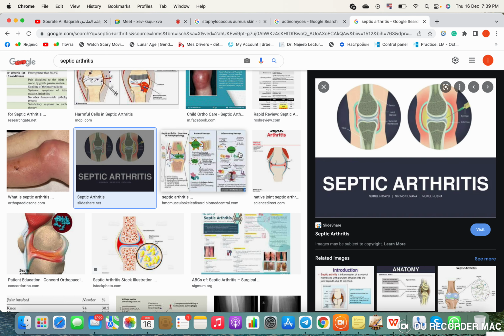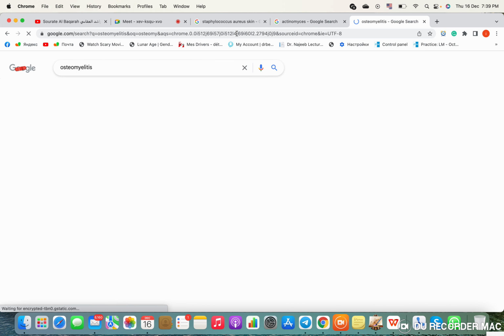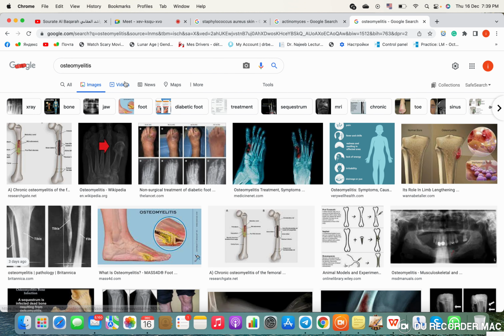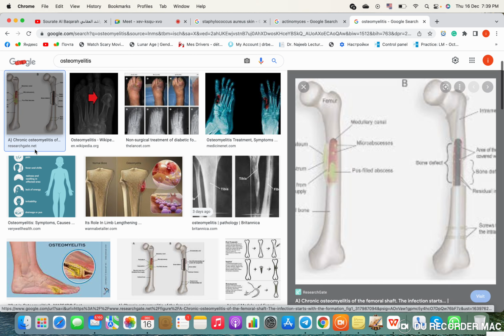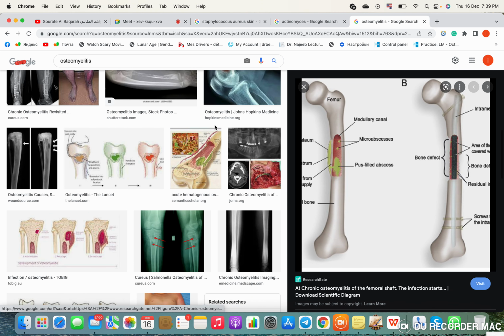osteomyelitis. Now a logical question, what is osteomyelitis? Well, osteomyelitis is an inflammation of the bone. You are like, well, what about septic arthritis? That's an inflammation of the joint. So osteomyelitis, it's an inflammation of the bone, but to be more fair with you, it's an inflammation of the bone plus the bone marrow. So when the bone marrow is inflamed, we call it osteomyelitis, yeah?